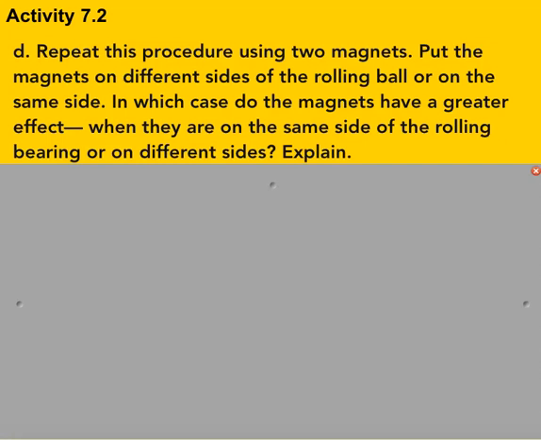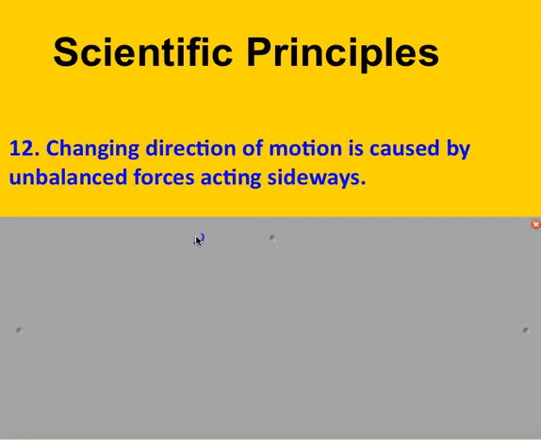All right, so the scientific principle that we've covered today is that changing directions of motion is caused by unbalanced forces acting sideways. Just like a lot of the other things we've done, I'm not just telling you that this is the case. Hopefully, you proved it true both with the softball and with the magnets and the ball bearing today. So if you have any questions, see me or ask questions.